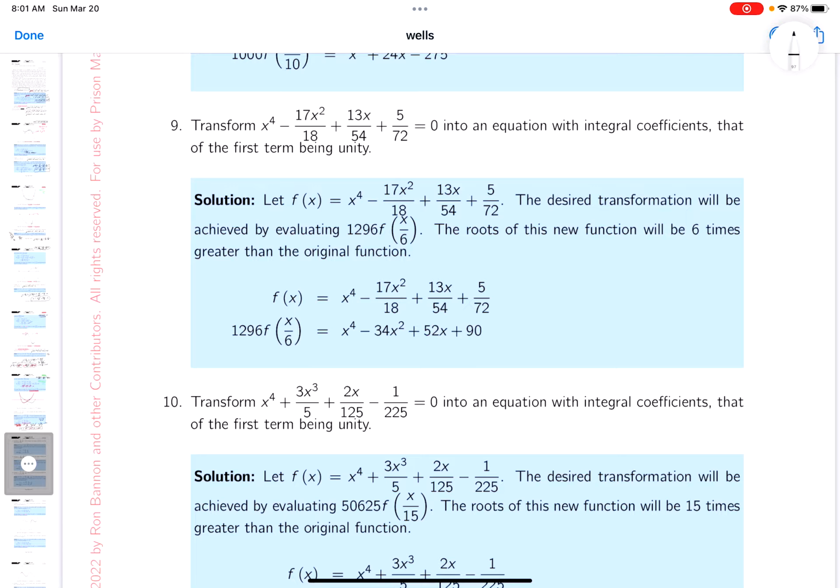Okay, for number 9, I'm going to go to the whiteboard and try to meet the conditions they want. So let's go to the whiteboard and let's write this down. I'm going to write the function down and then you do a transformation on that function. So it's f of x equals x^4 minus 17 x squared. And what do you get on bottom?